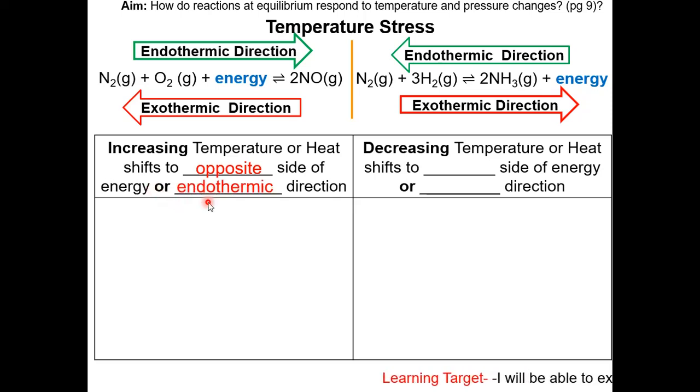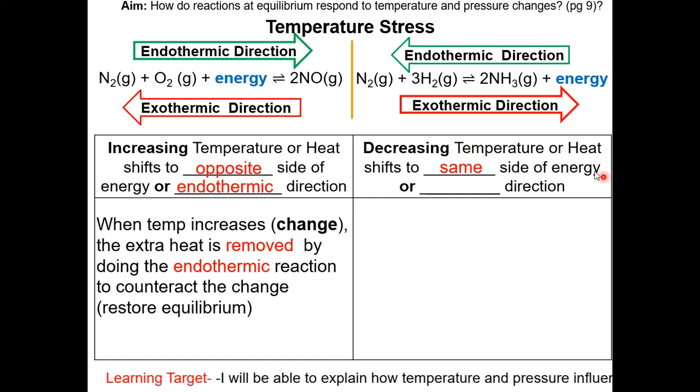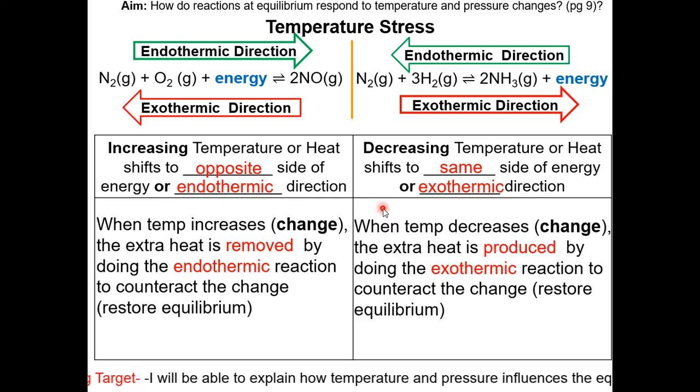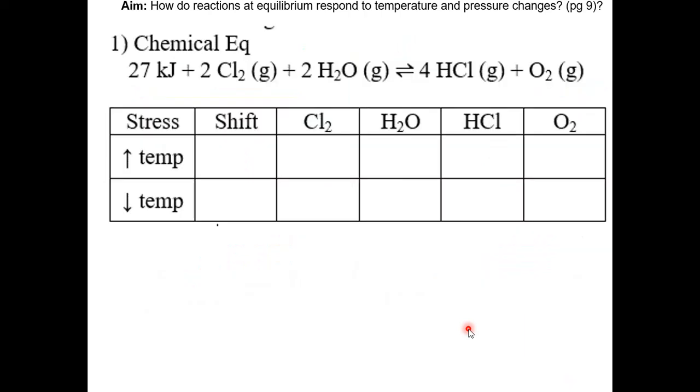So how does this restore equilibrium? When temperature increases, the extra heat is removed by doing the endothermic reaction. This counteracts the change and restores equilibrium. Decreasing temperature or heat shifts to the same side of energy in the chemical equation, or the exothermic direction. So how does doing the exothermic reaction restore equilibrium? When temperature decreases, the extra heat is produced by doing an exothermic reaction, which counteracts the change and restores equilibrium.